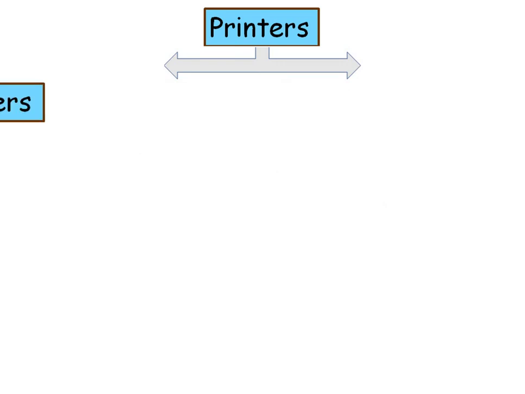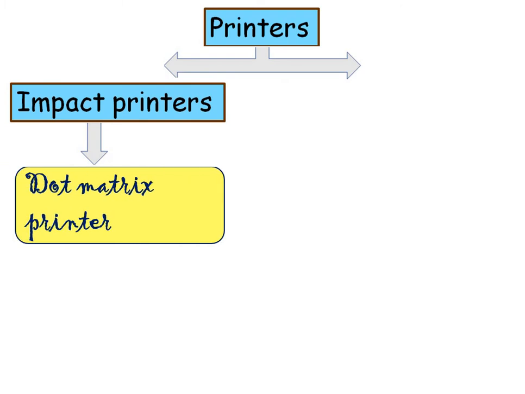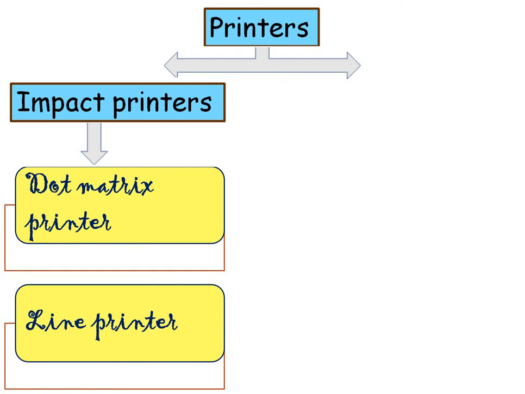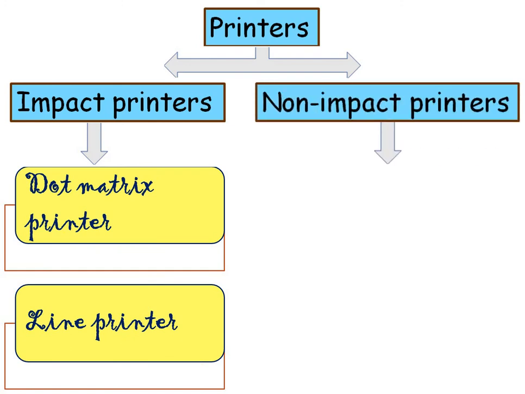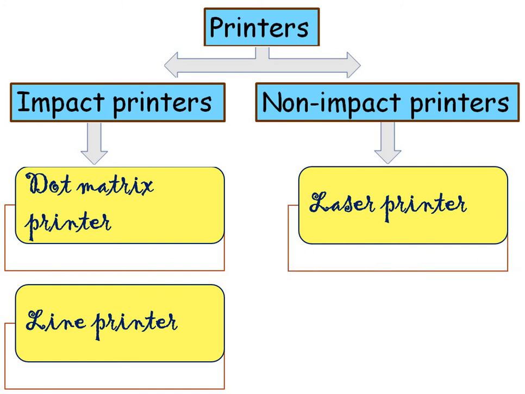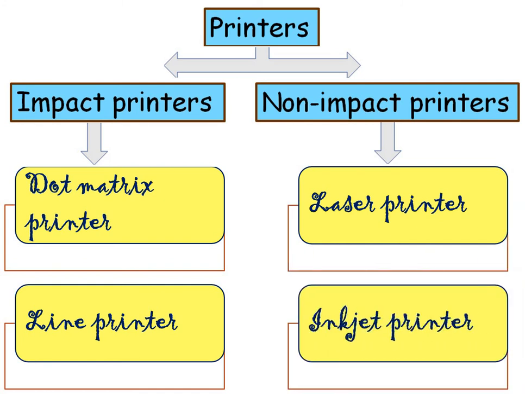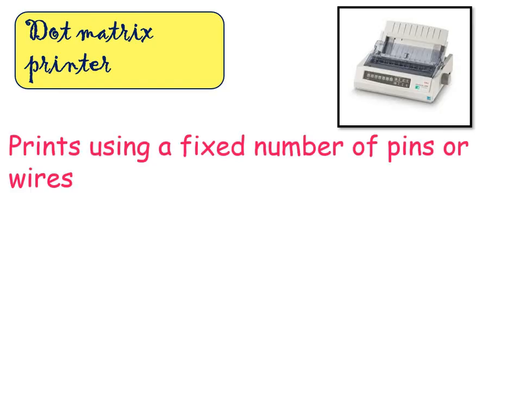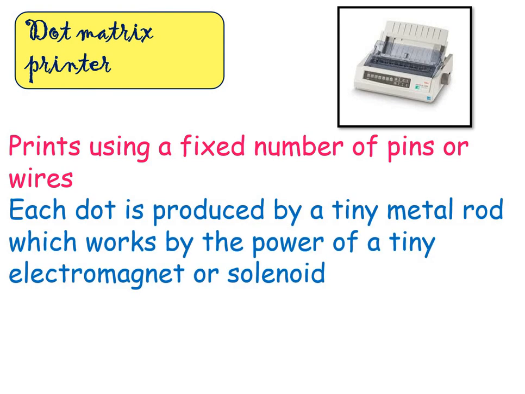Now we will see examples of impact printers: dot matrix printer and line printer. Similarly, examples of non-impact printers are laser printer and inkjet printer. I will show you the printers one by one. Dot matrix printer. It prints using a fixed number of pins or wires. Each dot is produced by a tiny metal rod which works by the power of a tiny electromagnet or solenoid.